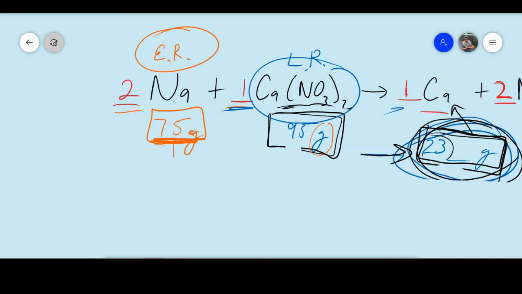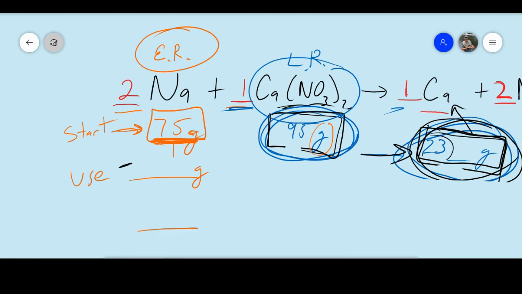Well, what we do know is that we're going to use up all 95 grams of this, and we're going to use some of the 75 grams, right? This is how much we start with, 75 grams of sodium. We're going to use some amount of that sodium. And if we subtract those two, this is going to be how much is left over remaining in the reaction.